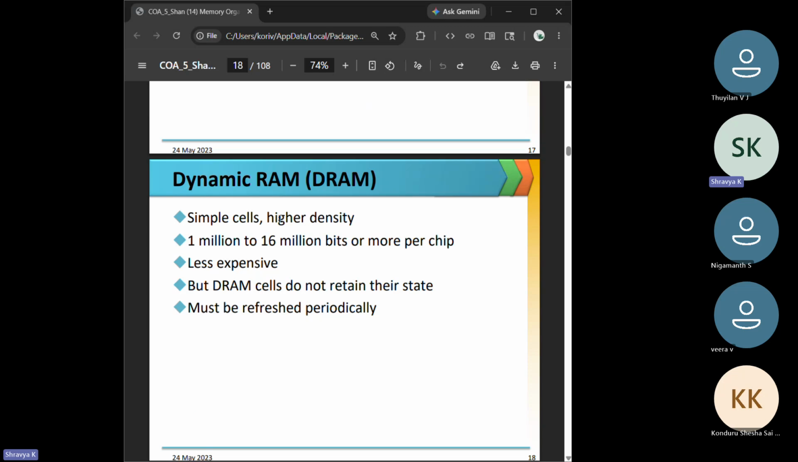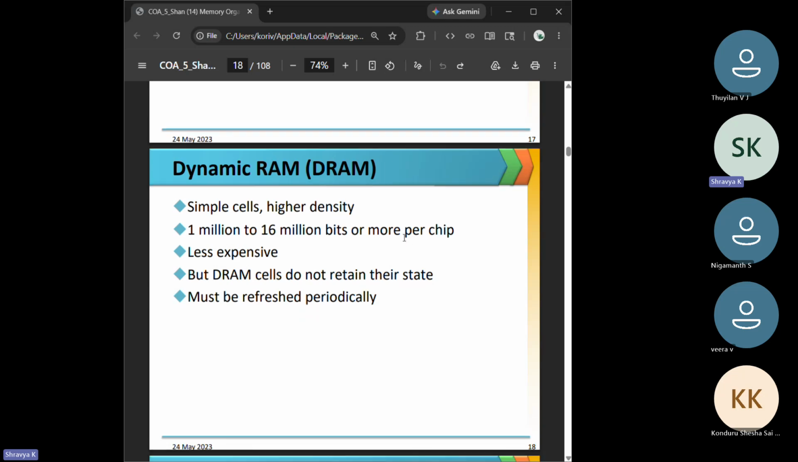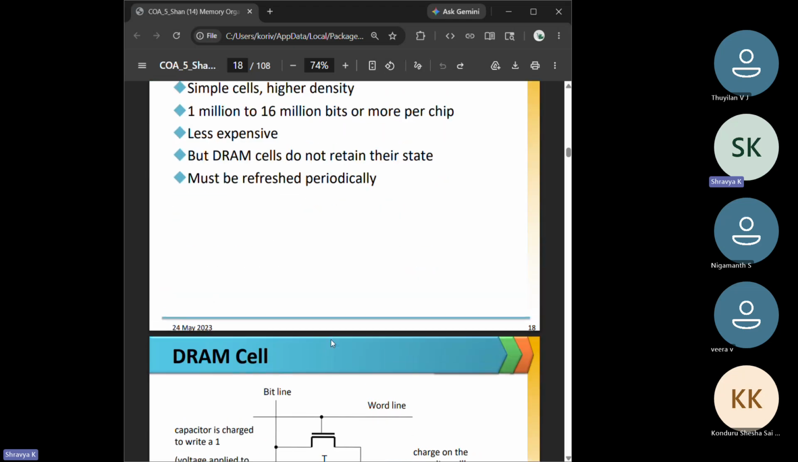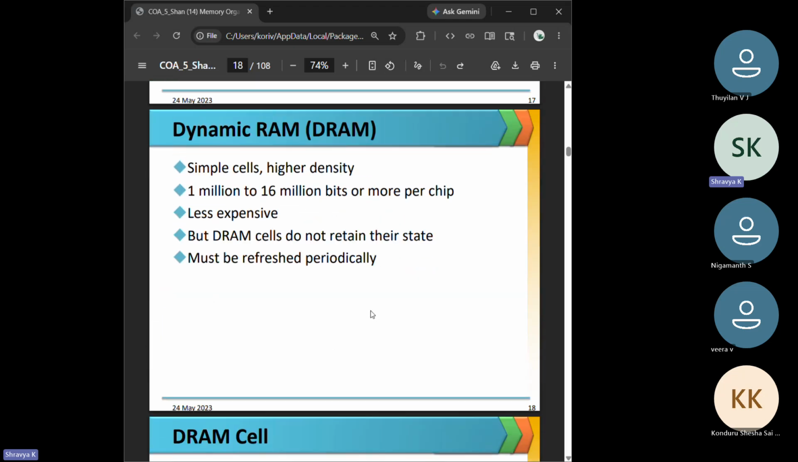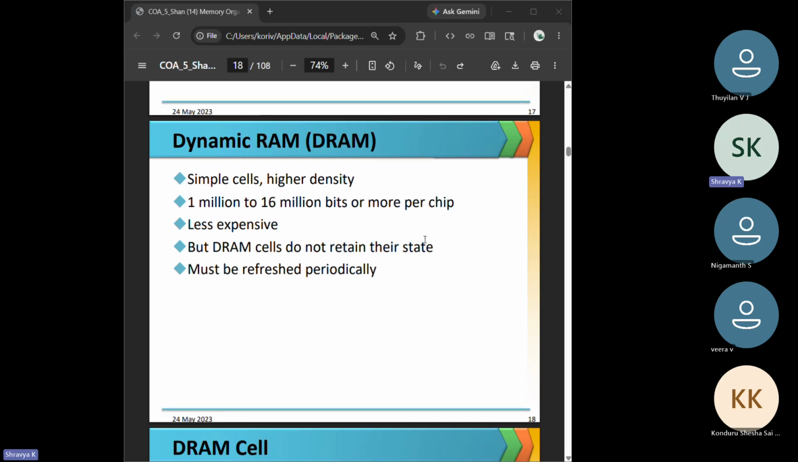It has simpler cells and higher density, and it has many more bits per chip. So the density is higher and it's less expensive. But the thing is that they do not retain their state and they must be refreshed periodically, right? So if you recall, the SRAM is faster than DRAM. So if you require a faster speed, you will use an SRAM, whereas if you require a slower speed, you will use a DRAM. But if you require more cost efficiency, you will be using a DRAM, whereas if you are okay with a more expensive setup, you will use an SRAM, right?